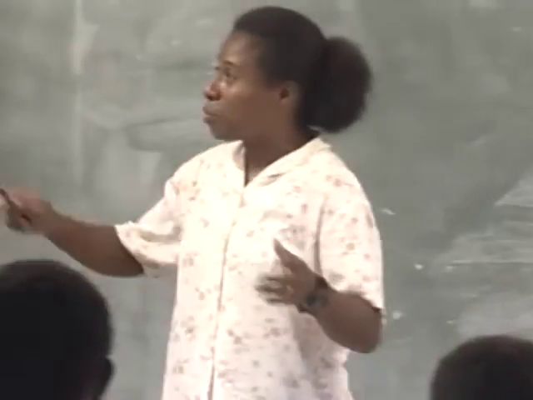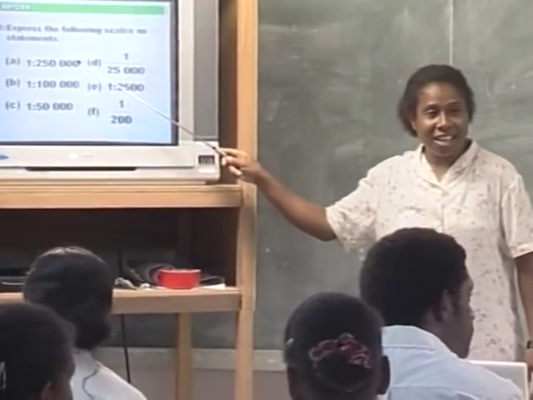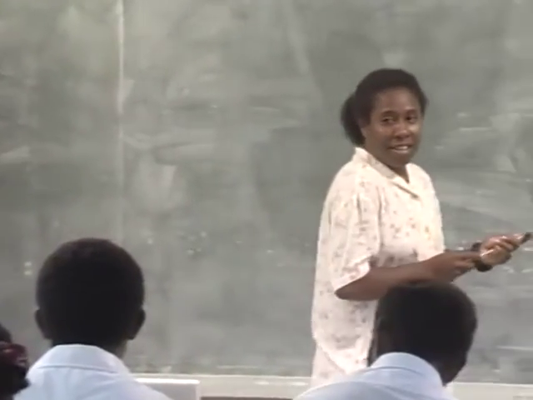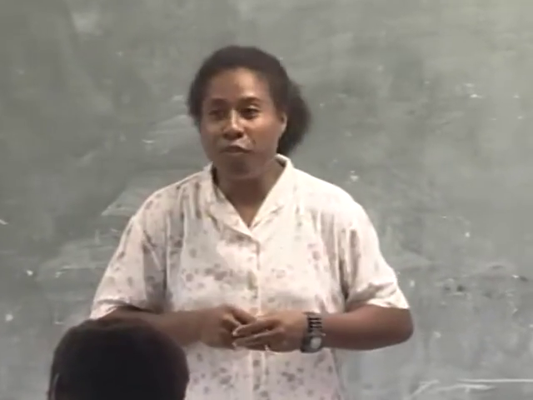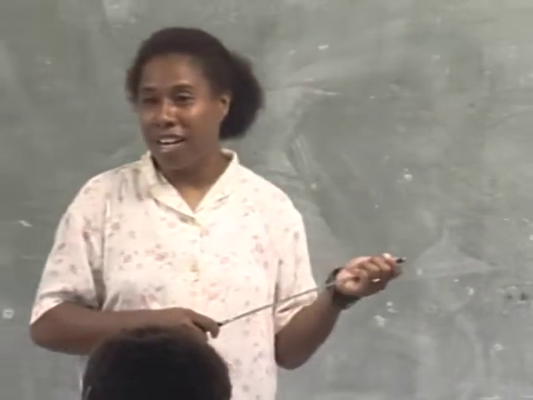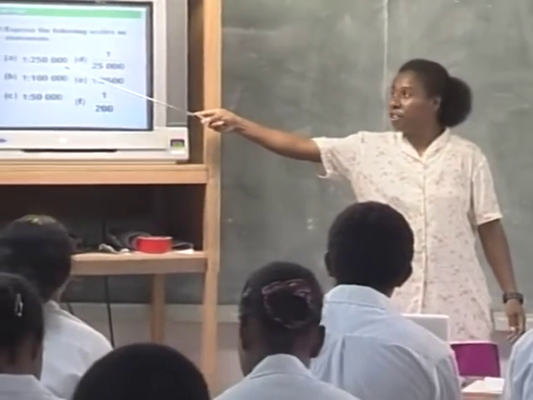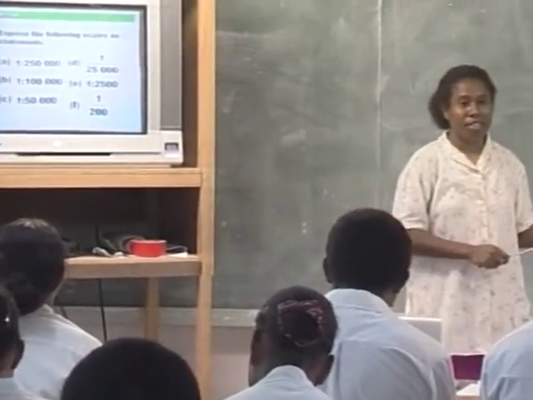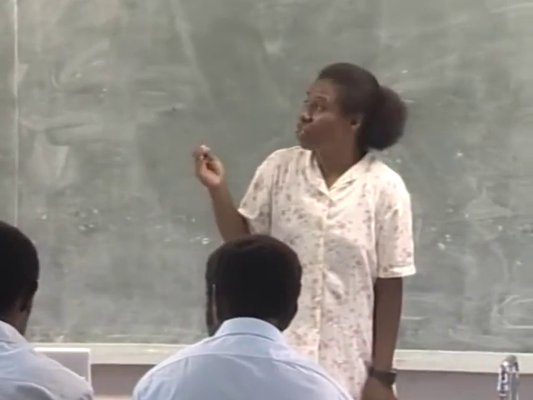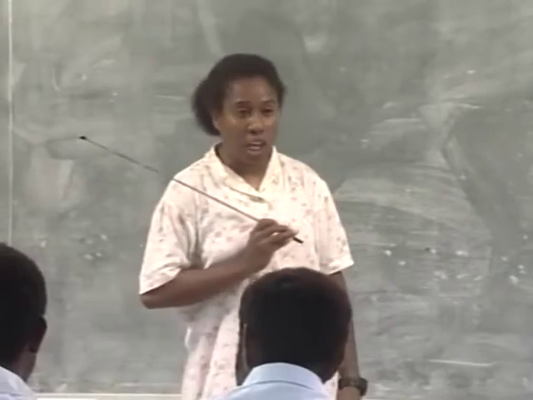Moses, to convert the first one, 1 is to 250,000 centimeters, to meters and then to kilometers. Maybe before I select Moses, should we have some volunteers? Any volunteers from the class who'd like to explain to the students the first calculation or working out? I want you to convert that. So instead of 1 centimeter to 250,000 centimeters, you convert it to either meters or kilometers.